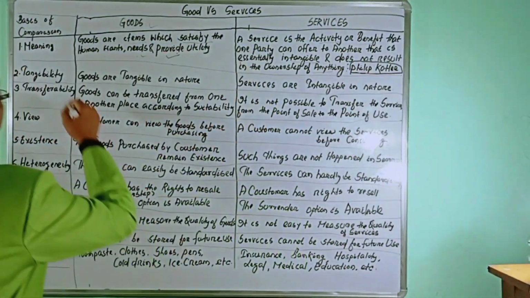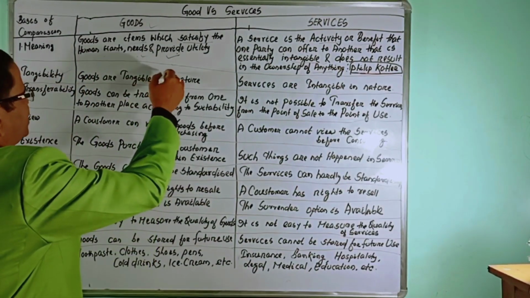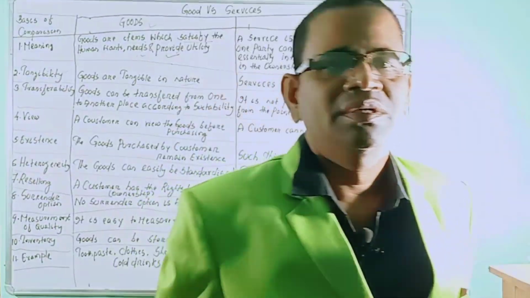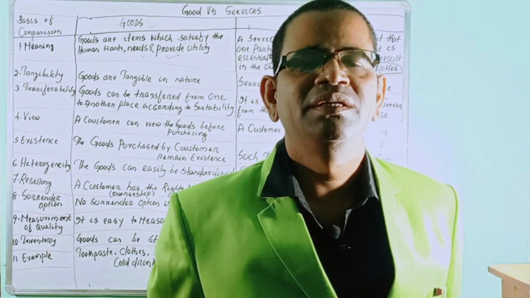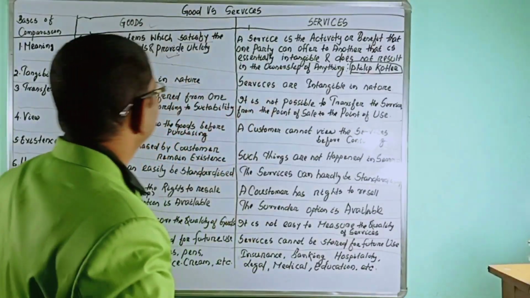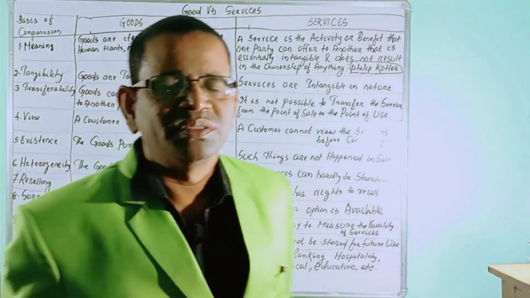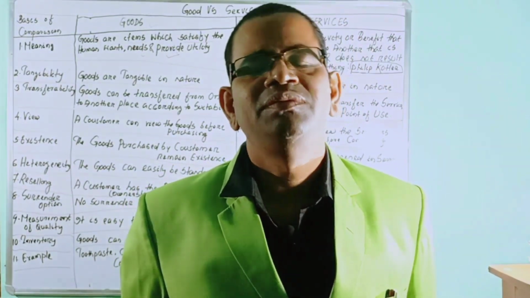Okay, dear friends, come to the second one, tangibility. Goods are tangible in nature, which I have already told you: goods can be seen, we can touch them, and they have shape and value. Whereas, just the reverse, services are intangible in nature. We cannot see or touch them, only feel and measure them.